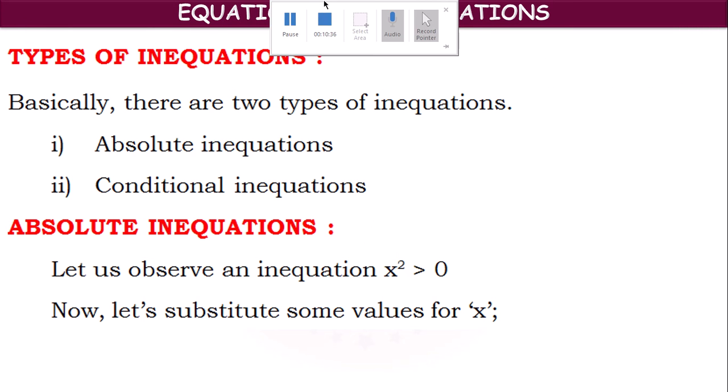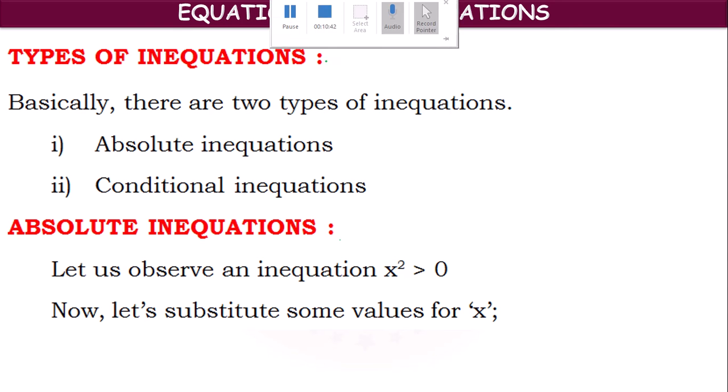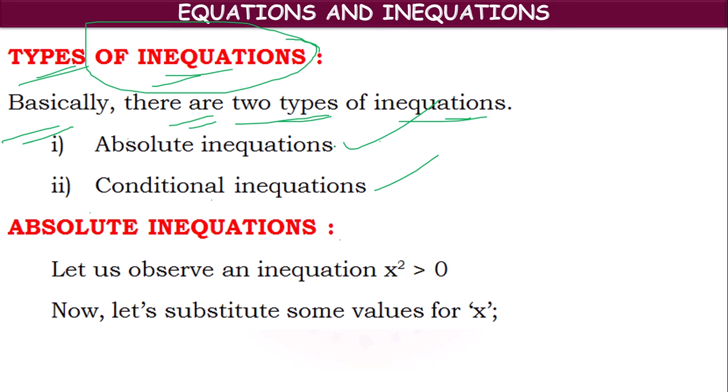Next, children, we have types of inequations. Basically, there are 2 types of inequations. The first type is absolute inequations. The second type is conditional inequations. In inequations, mainly we have 2 types: one is absolute, the second one is conditional.